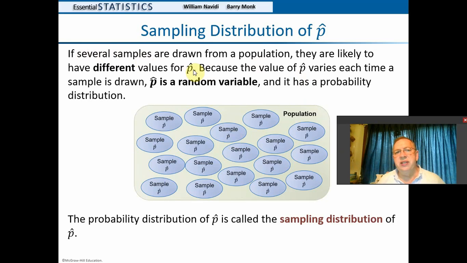If several different samples are drawn from a population, they are likely to have different values of P hat, because the value of P hat varies each time a sample is drawn. You may get more, you may get less. P hat can then be considered a random variable, and it has a probability distribution, just like we did with the sample mean. The probability distribution of P hat is called the sampling distribution of the sample proportions.